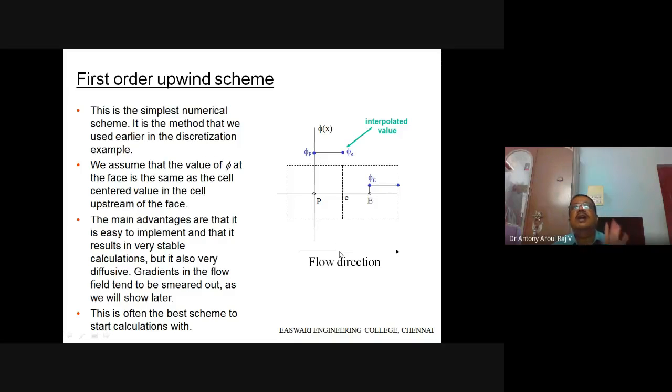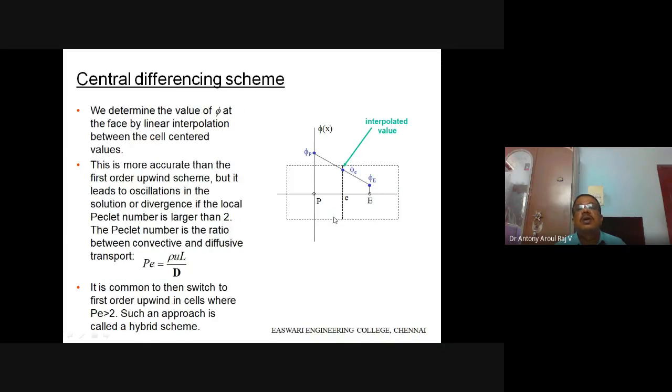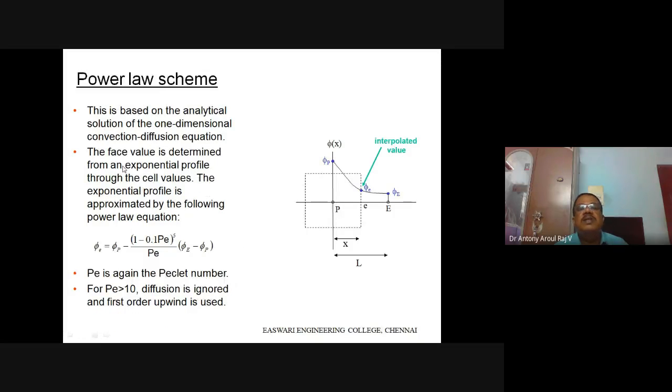So that means at higher velocities, or highly convective flow, at higher Peclet number, you have to go for the first order upwind scheme. So you can go for improvement of the first order upwind scheme. You can use the exponential law, so in an exponential solution, or you can go for the power law scheme.